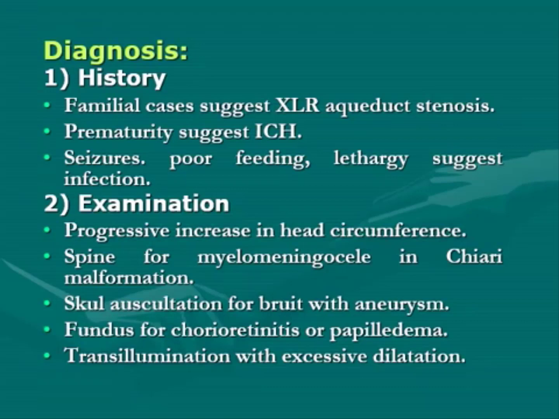During the examination, don't forget to measure the head circumference, and look for a progressive increase in the head circumference. Don't forget to examine the back for myelomeningocele in Chiari malformation type 2. You may auscultate the skull. If there is an AV malformation, you will hear the bruit of the aneurysm.